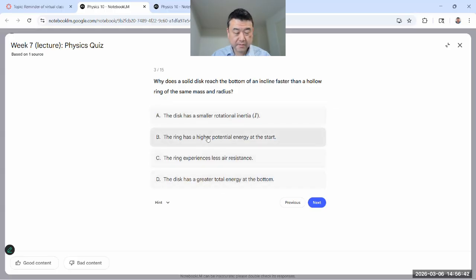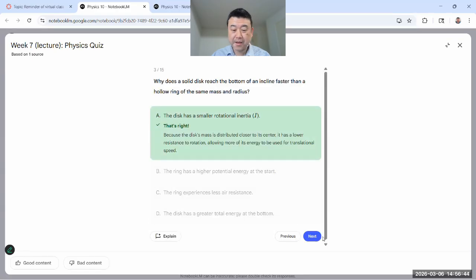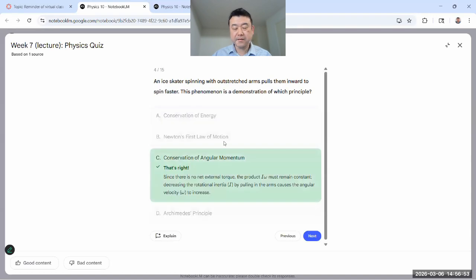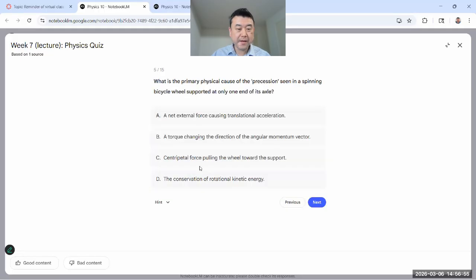Yeah, and the lecture did include that demo and explanation, I think. Ice skater, all that conservation of angular momentum. They are in air, nothing to exert net torque on them. Primary physical cause of precession: it's the change of angular momentum due to gravitational torque. A torque changing the direction.